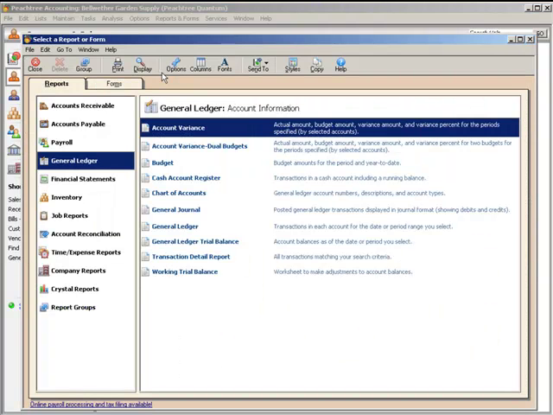The next topic is general ledger reports. General ledger reports organize transactions recorded in the various journals by account number. To preview or print these reports, select General Ledger from the Reports menu.